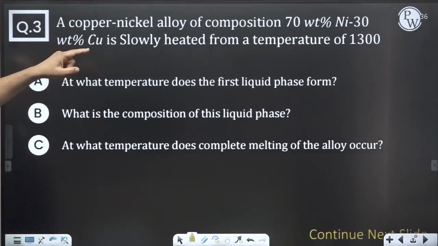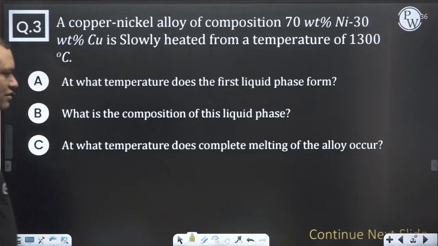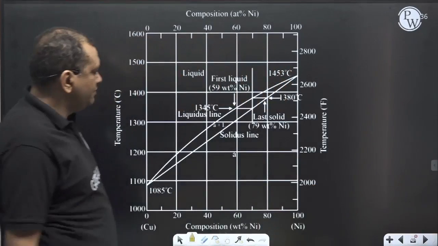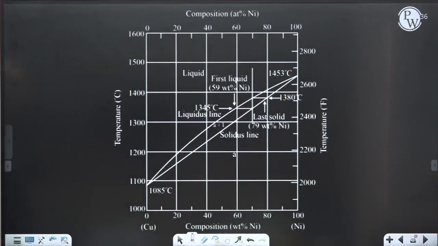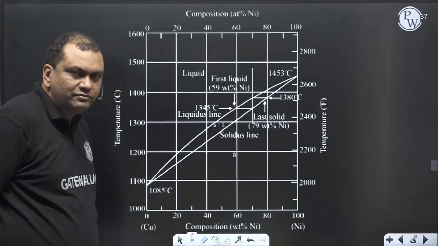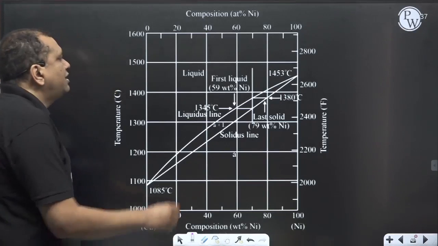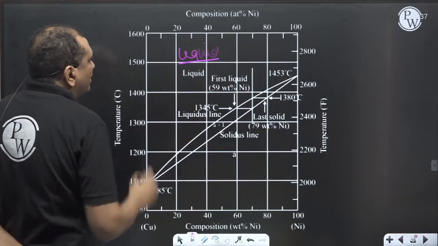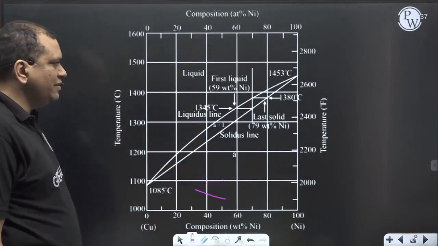A copper nickel alloy of composition 70 weight% nickel and 30 weight% copper is slowly heated from a temperature of 1300 degrees centigrade. The phase diagram is given. This copper nickel phase diagram is an isomorphous phase diagram, with complete liquid solubility and complete solid solubility. Both in the liquid and in the solid state, there is complete solubility.